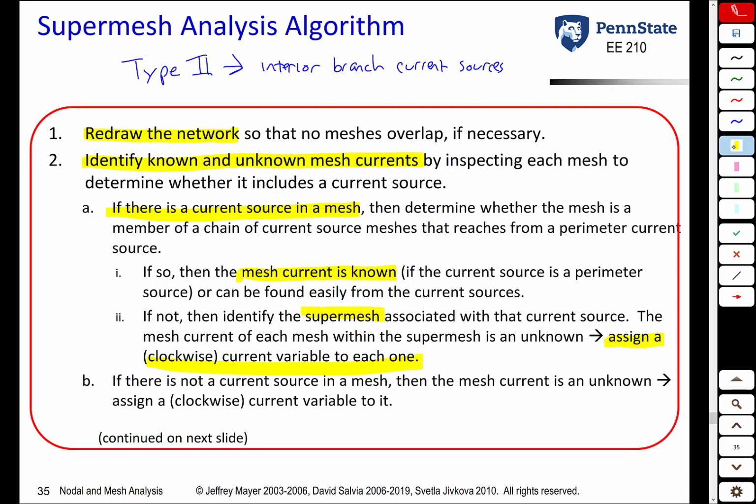If you have a mesh with no current source at all, then once again, you don't know the mesh current, so you assign a variable to it. So you're going to have three different situations. A mesh with a perimeter current source, those are the easiest. A mesh with no current source at all, those are your standard meshes. And then you're going to have meshes where you have an interior branch current source. That's when you're going to have to create your super meshes.